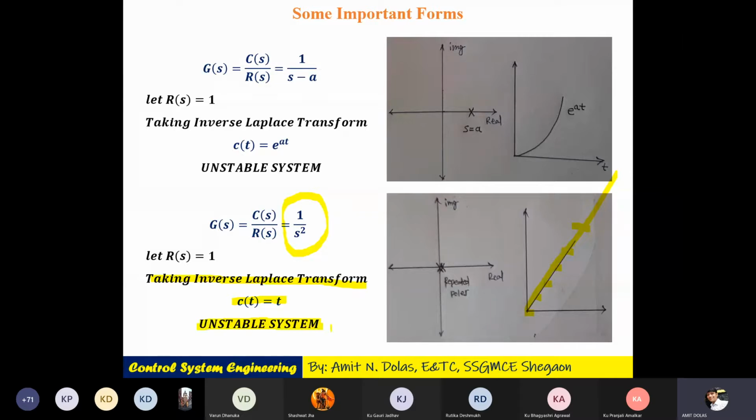So you just compare. If there is a single pole at the origin, the system is marginally stable because it will have constant output, but the area is not integrable. But if it is repeated at the origin, then your output is unbounded. So it is unstable. So if somebody asks you, two poles are located at the origin, what is the stability? You can directly say it is an unstable system.